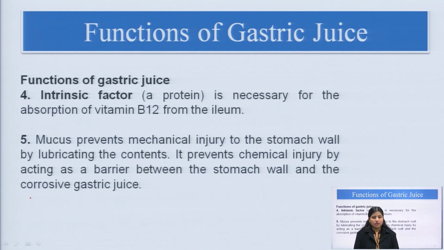Now, we will see the mucus. Mucus is produced in the stomach lining, and it is very beneficial for protection against mechanical injury caused by the HCl present in the stomach. First, the mucus prevents mechanical injury to the stomach by lubricating the content. Second, it prevents chemical injury by acting as a barrier between the stomach wall and the corrosive gastric juice, meaning the hydrochloric acid.